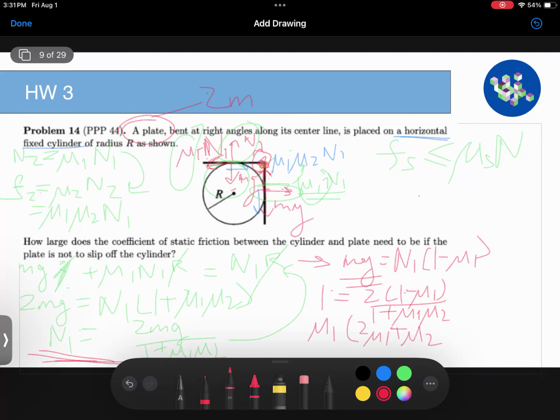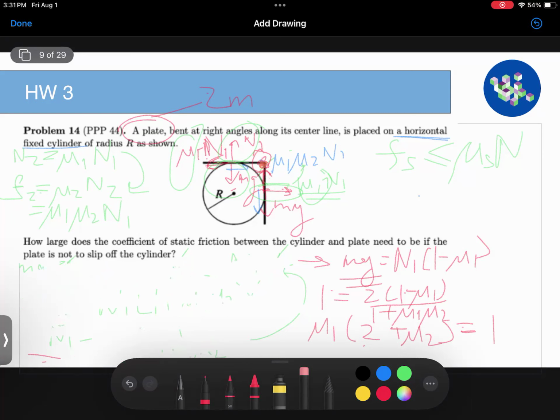Oh, wait, I don't think there's a mu1 over there. So 2 plus mu2, this should equal to 1, right? Oh shoot, we're running out of space. So I will erase the green stuff over here, and then I'll rewrite the red stuff, okay? Give me a second.